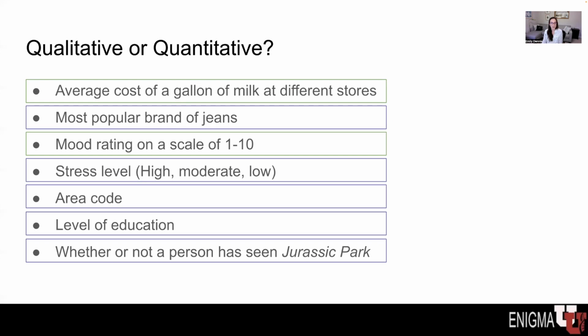So average cost of a gallon of milk and mood rating on a scale of 1 to 10 are both quantitative variables. Some of these can be a bit complicated. So stress level and level of education, as they're written here, are qualitative, but they can be and are often analyzed as quantitative variables if they're expressed as numbers.